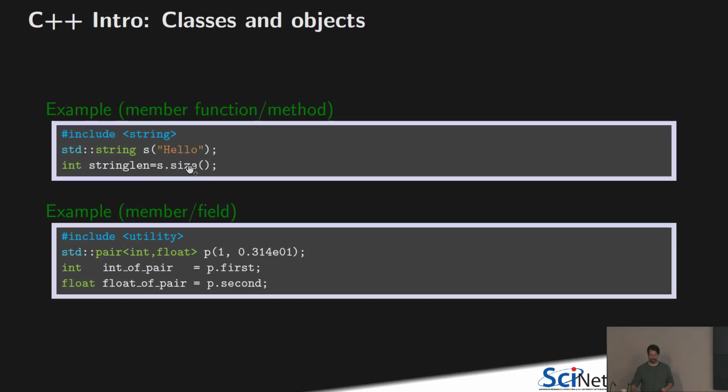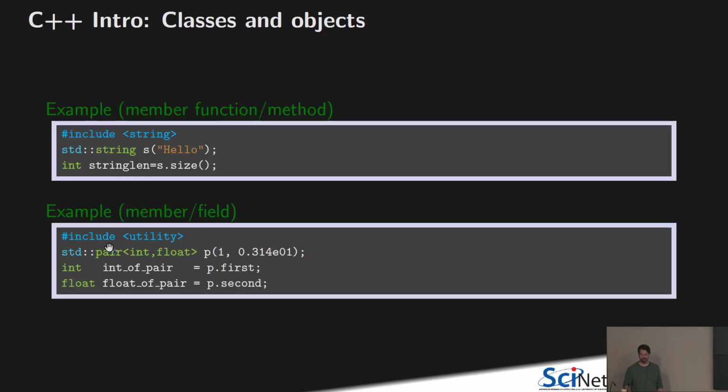So s.size gives the size of s. Rather than saying size s, it's s.size. The syntax is a little bit different because size is essentially part of s. So this is the way you could get the length of the string, and it probably should say that it's fine.